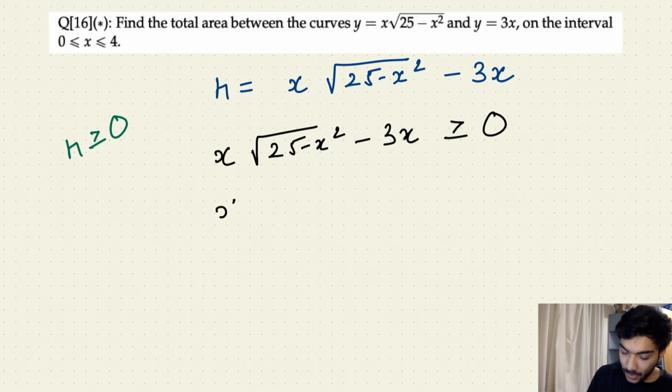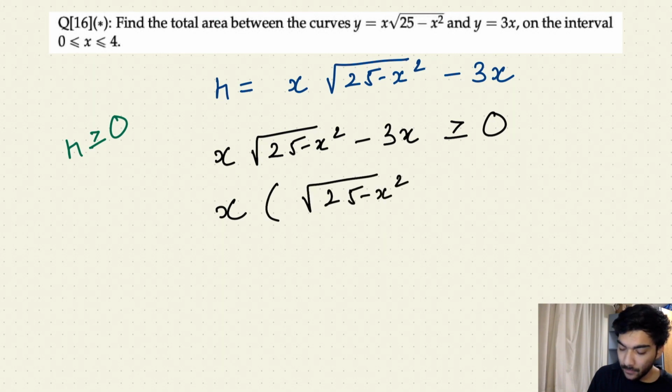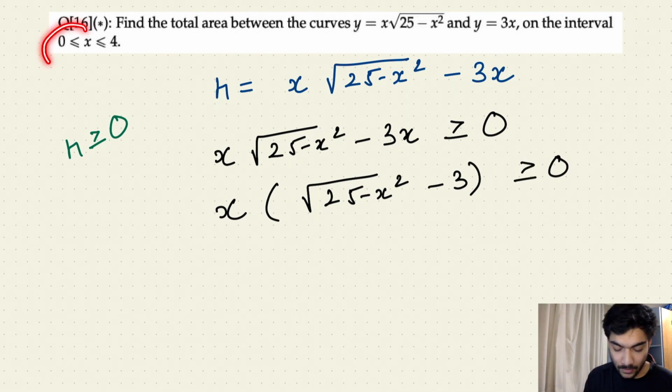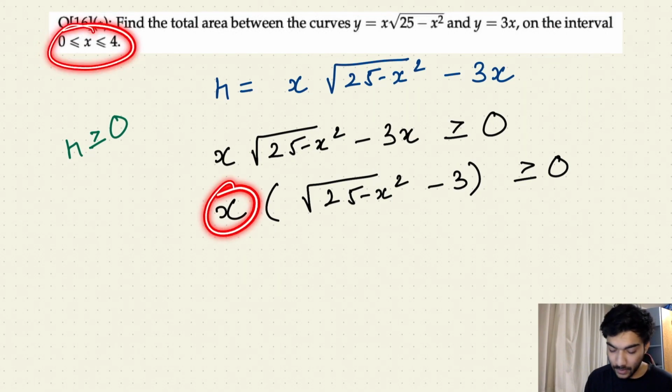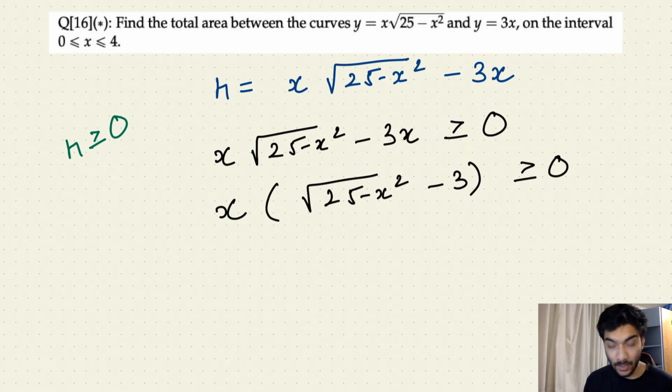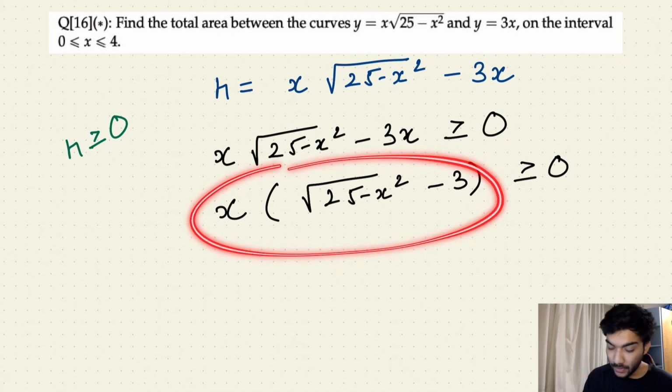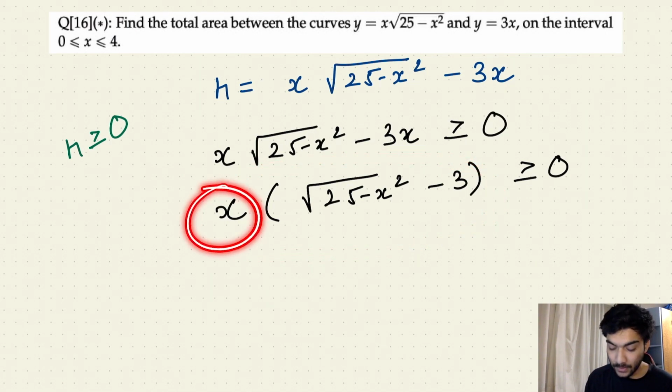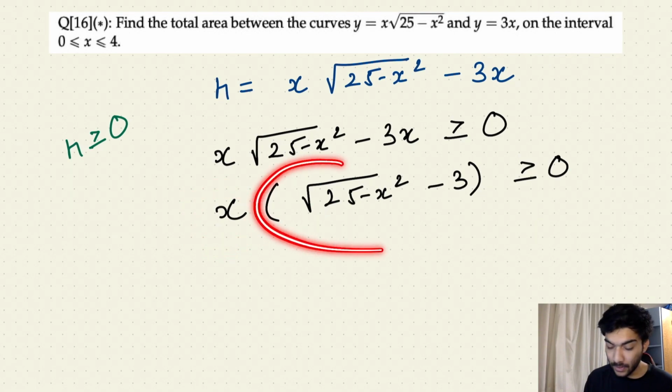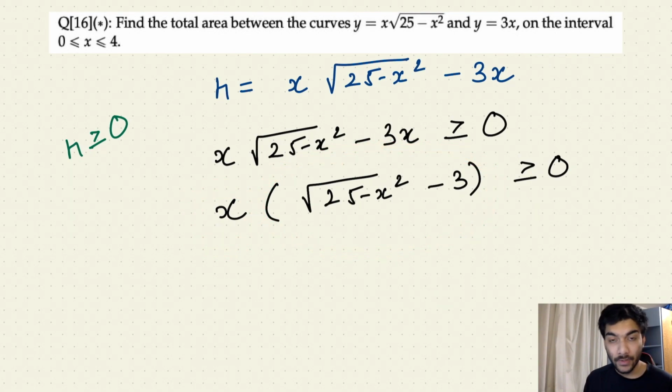So in this case, I can take the x out, right? So x can be taken out. This would become square root of 25 minus x square minus 3 greater than or equal to 0. And now, since our x is always greater than or equal to 0, for the whole expression to be greater than or equal to 0, this factor has to be greater than or equal to 0 as well, right?